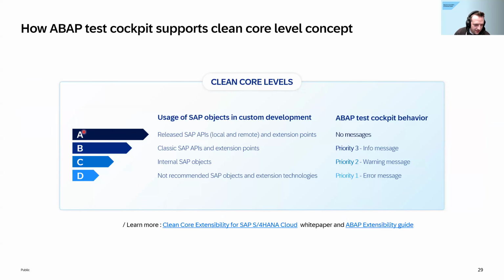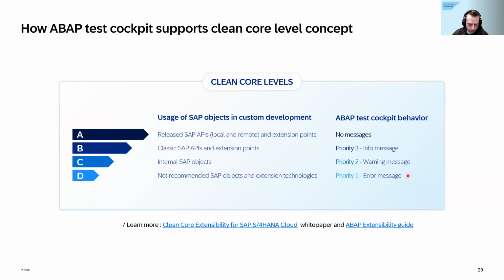What we see here are the levels A, B, C, D. You might remember them from our last session. A is the best, D is the worst. And then we ask, how do we identify this? A means in our ABAP Test Cockpit there is no message, no finding at all. B means a prio 3, so an info message. C means a warning is visible. And D means an error.